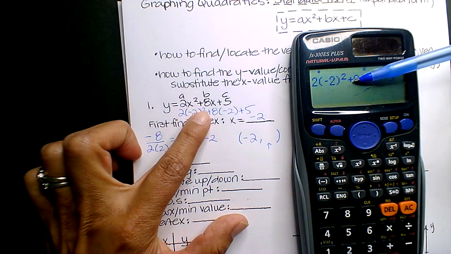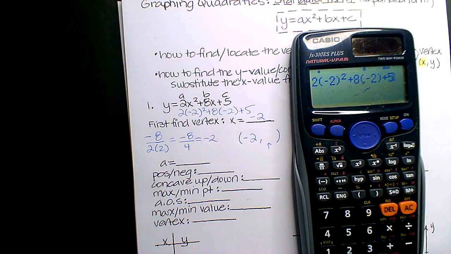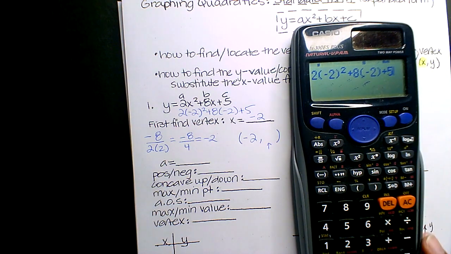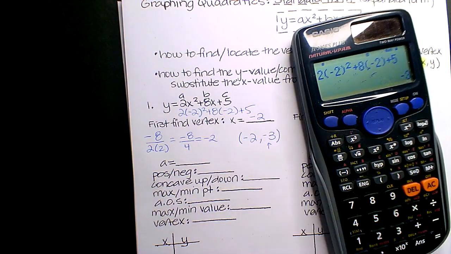2x squared plus 8x plus 5, but in place of x, I plug in negative 2. If you can type it in, hit equal. I get negative 3. So far, so good? Easy, right?